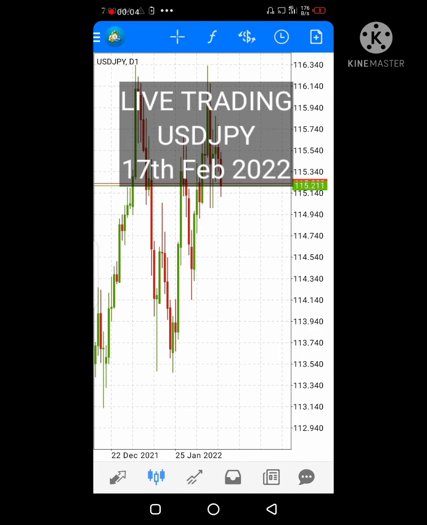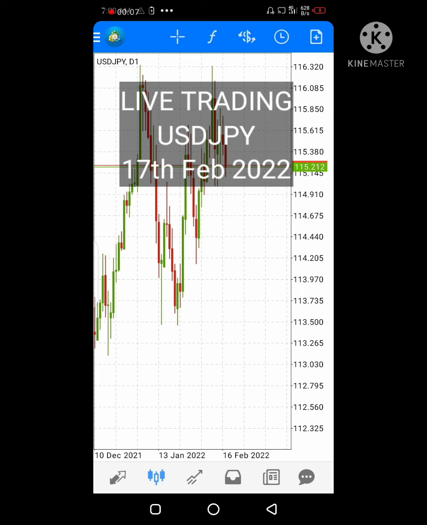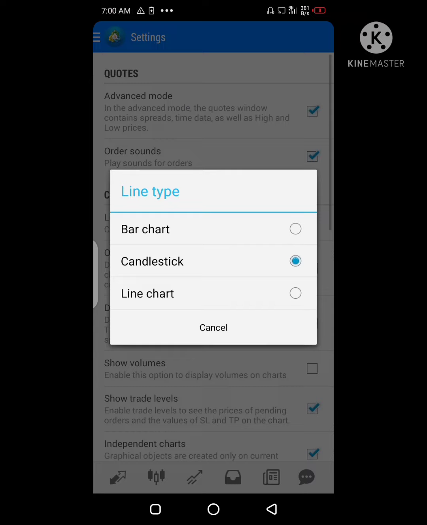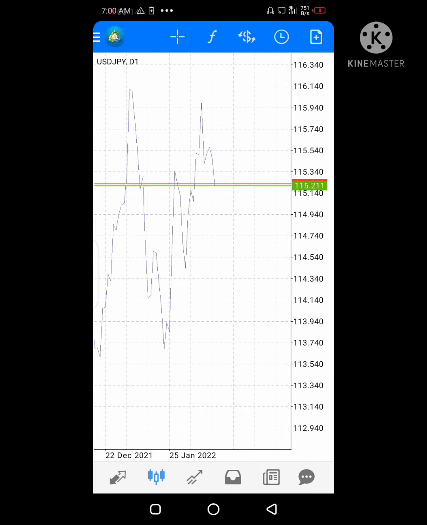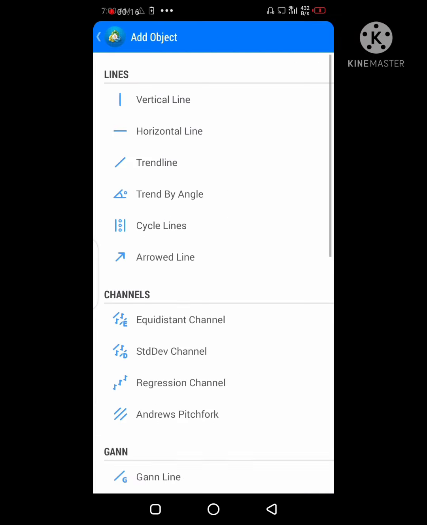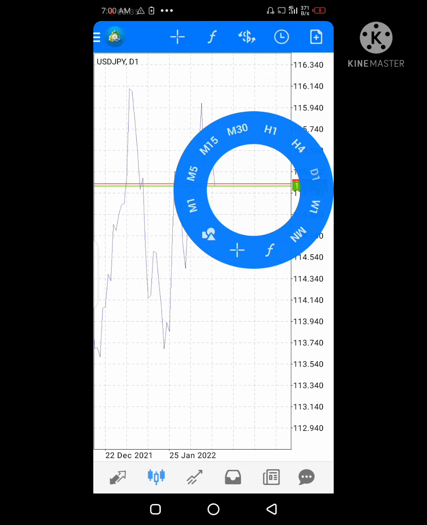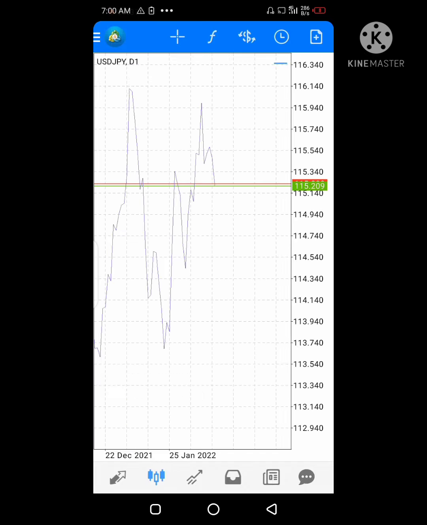We'll be analyzing this currency, USDJPY. This is the daily time frame. I'm just going to change to a line chart, and you're going to see that here was the previous support, previous resistance, current resistance, which has now been broken. So we're just going to place a line between these two places, and we're going to wait for an entry opportunity.